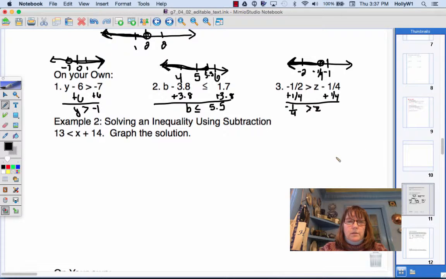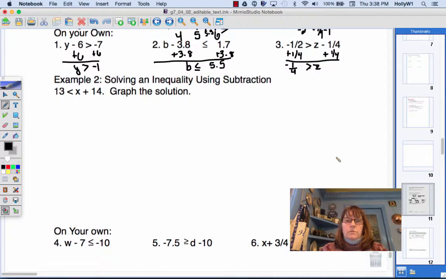Okay, now let's look at solving an inequality using subtraction. We added in all of those, so we're going to subtract here. So 13 is less than x plus 14. Since this is an addition, in order to undo it, we subtract 14 from both sides, because if we do it to one side, we have to do it to the other.